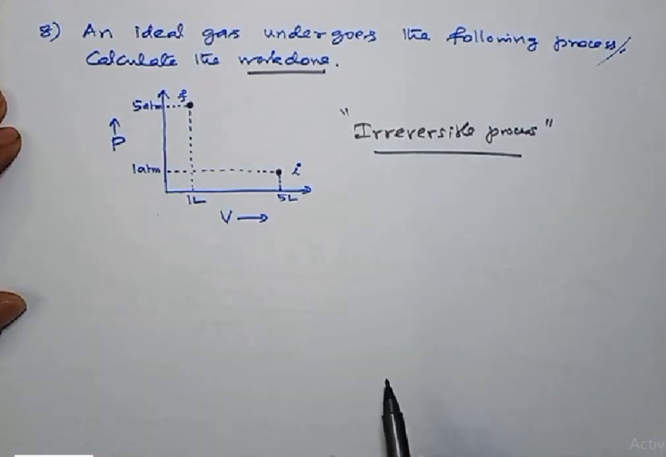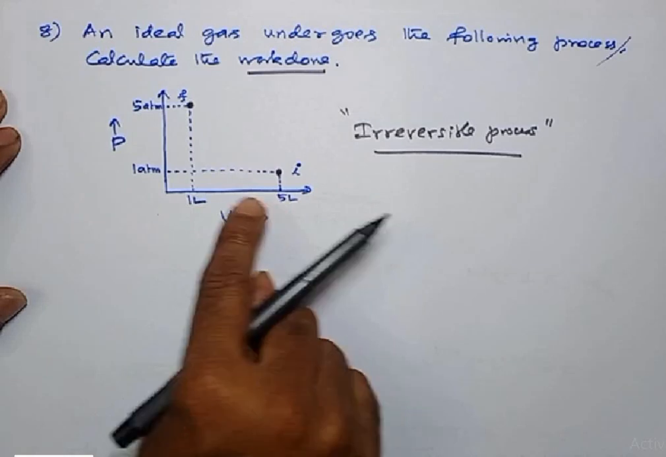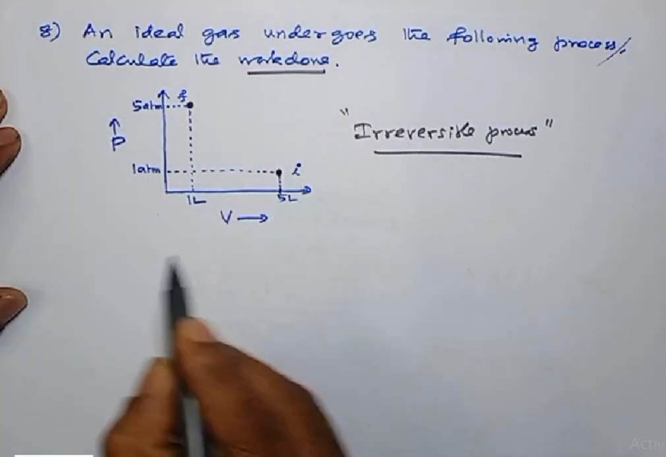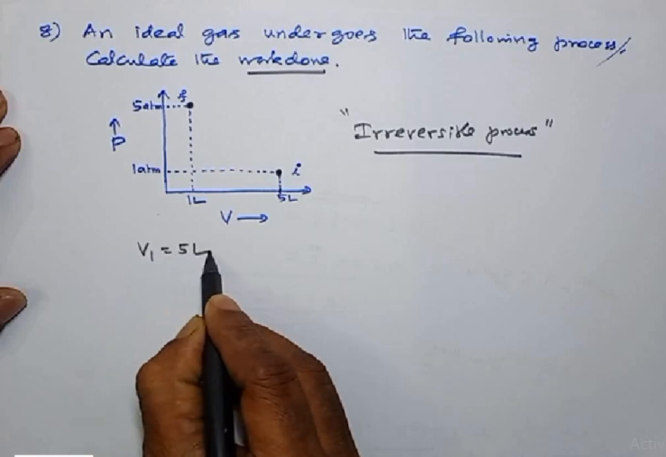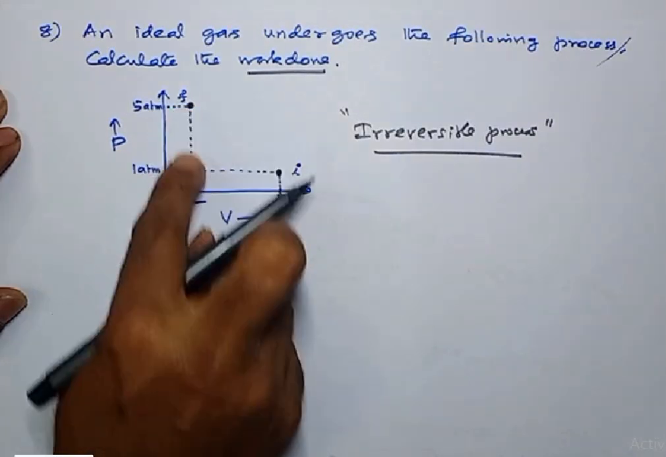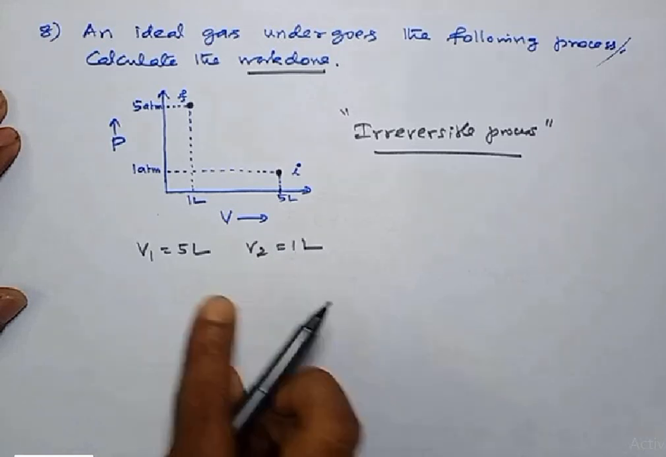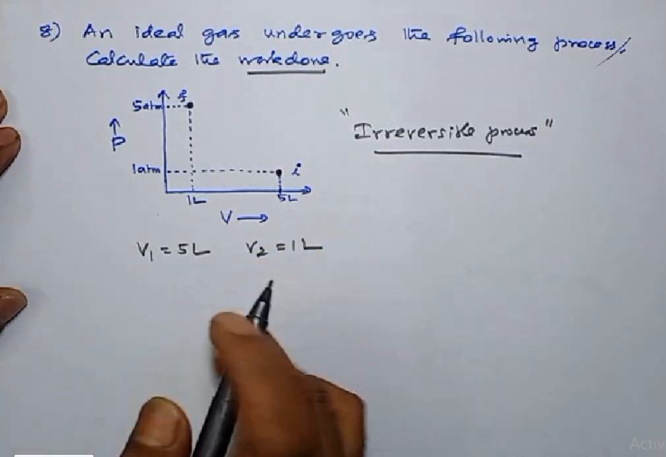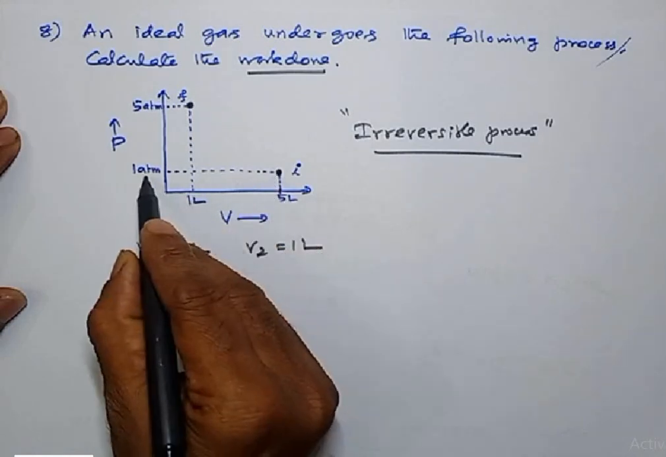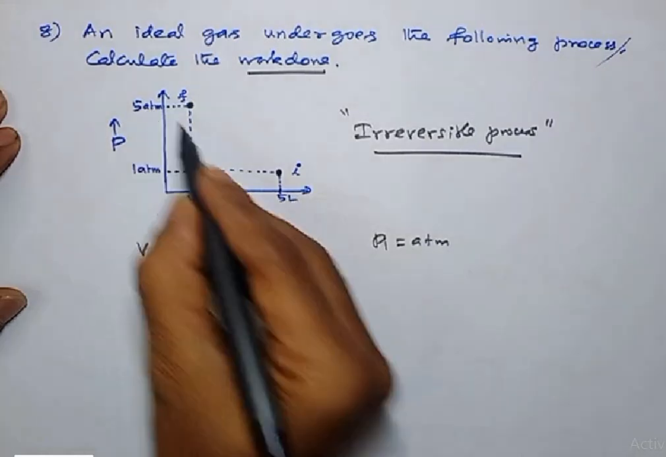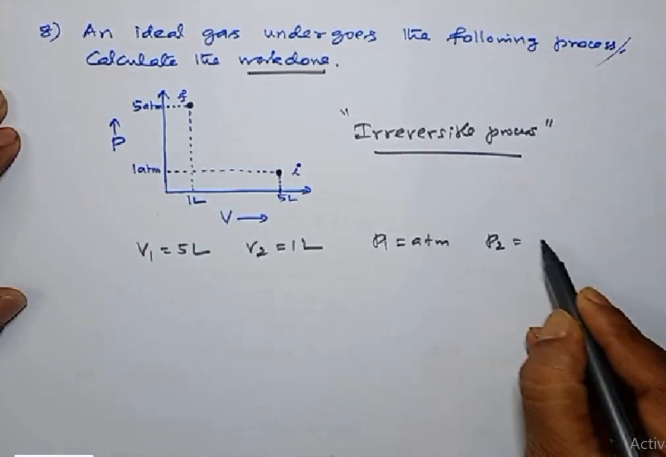Okay, now volume information is given, pressure information is given. In the initial state, initial volume V1 is 5 liters, and in the final state volume is 1 liter. That means compression of gas takes place. In the initial state, pressure is 1 atmosphere, and in the final state, pressure is 5 atmospheres.